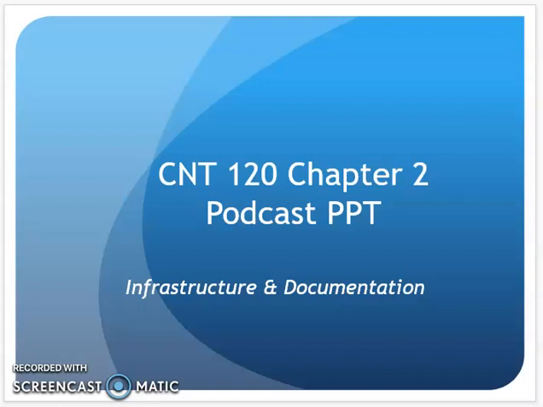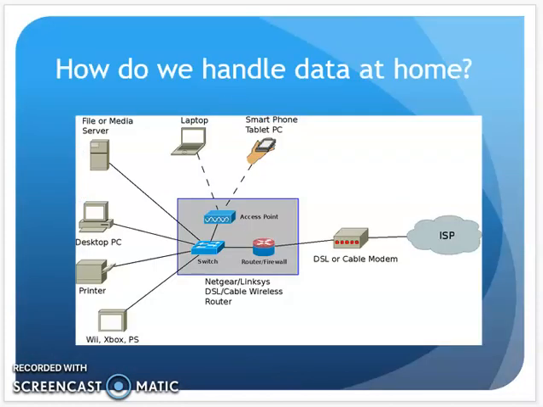All right, CNT120, Chapter 2, we're going to go over some infrastructure and documentation. First thing we need to remember is we talked about in Chapter 1 having a network. So at your home, and actually we mentioned that, the router that you have at home, the Linksys, Belkin, Netgear router, is really a network in a box.